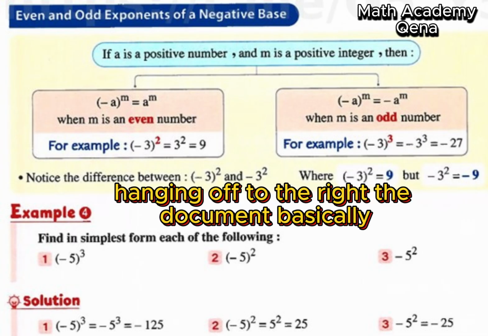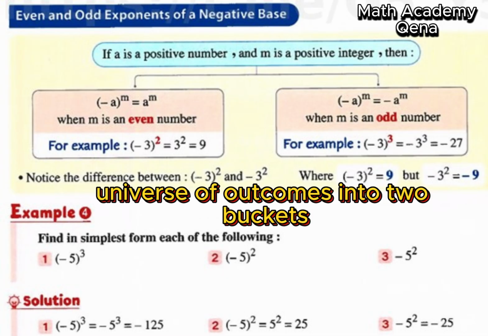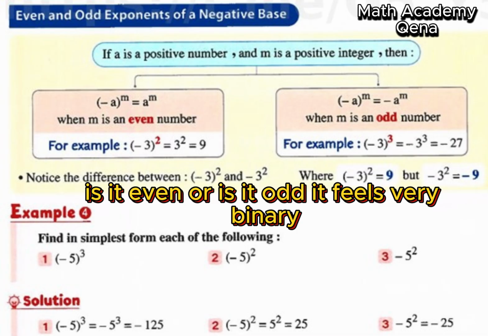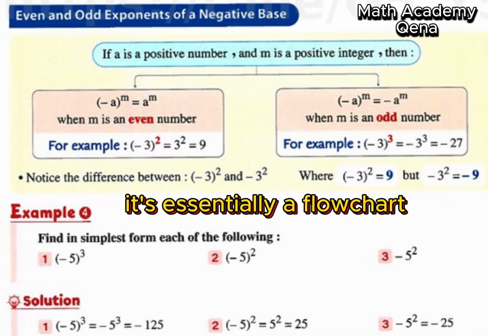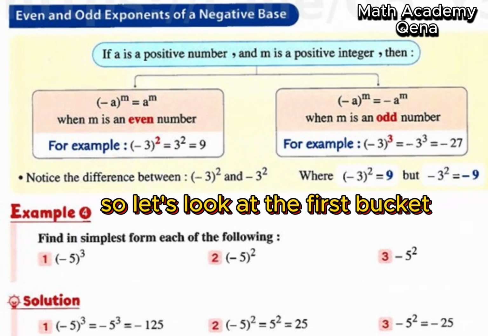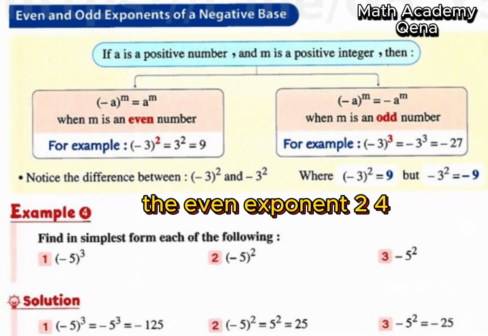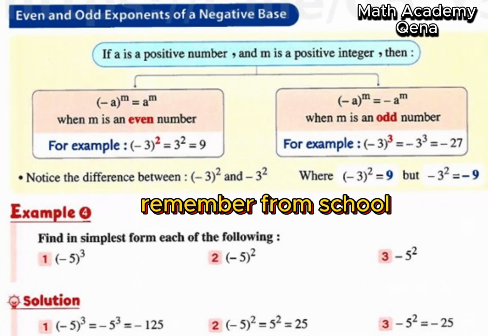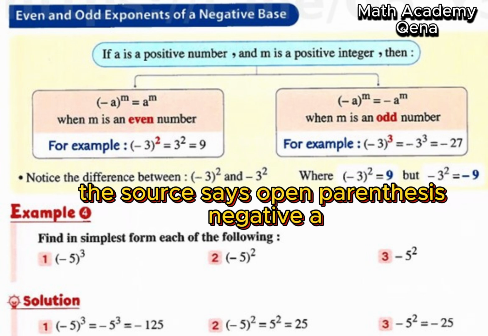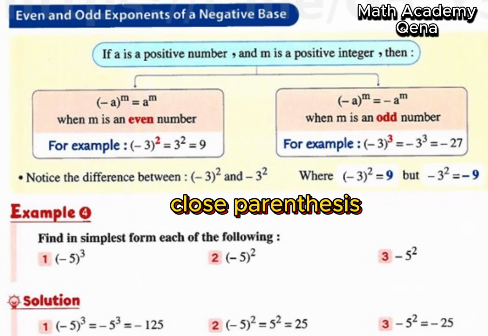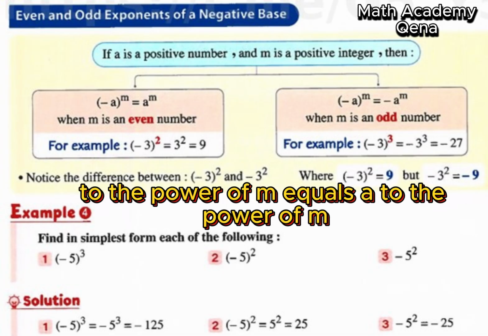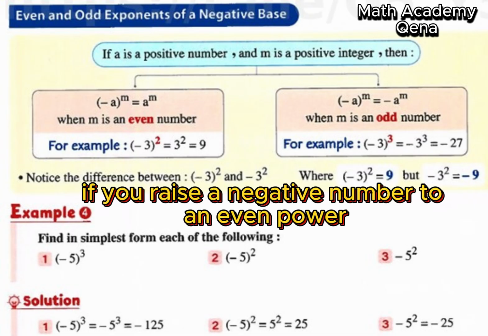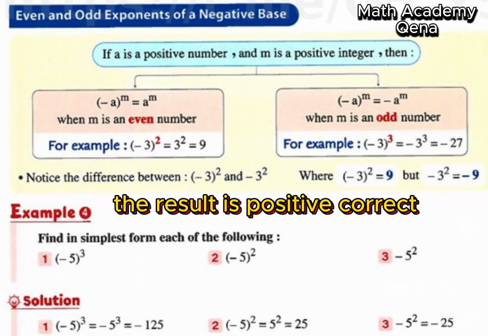The document basically divides the entire universe of outcomes into two buckets, based on that little number. Is it even, or is it odd? It feels very binary. It's essentially a flowchart. Math usually is. Yeah. So let's look at the first bucket, the even exponent. 2, 4, 6, 8. The rule here is the one most people sort of remember from school. The source says, open parenthesis, negative A, close parenthesis, to the power of m equals A to the power of m. In plain English, if you raise a negative number to an even power, the result is positive.